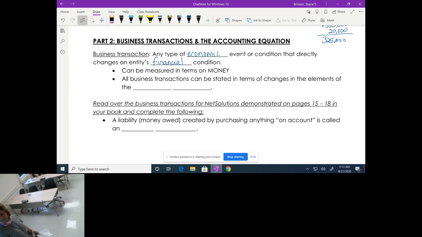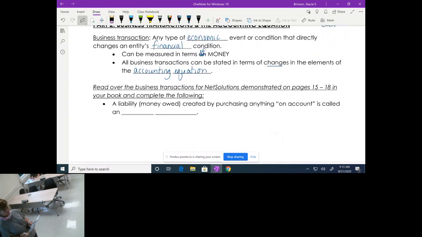All right, so I did say "can be measured in terms of money," not "on money." I didn't catch that. All business transactions can be stated in terms of changes in the accounting equation. And that's what we're going to look at today. We're going to look at some transactions and break down how those transactions affect the accounting equation. This is just building into what we're going to get into deeper.